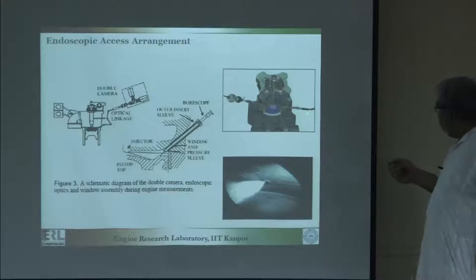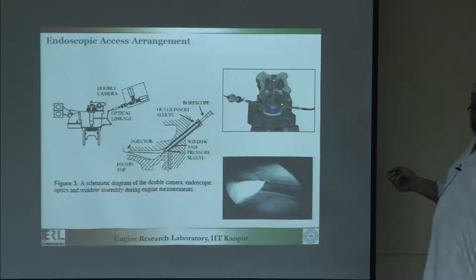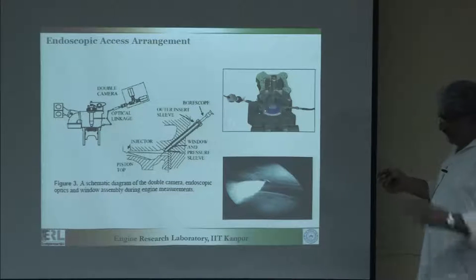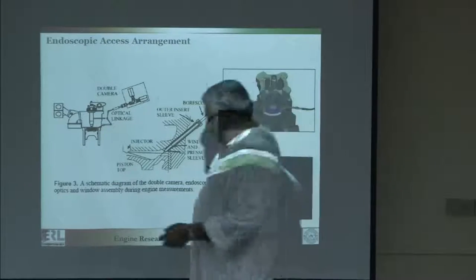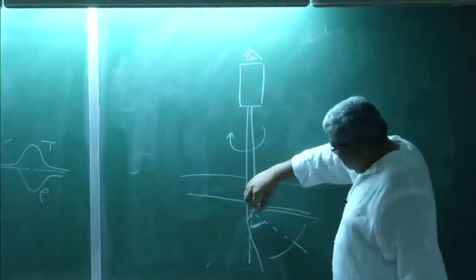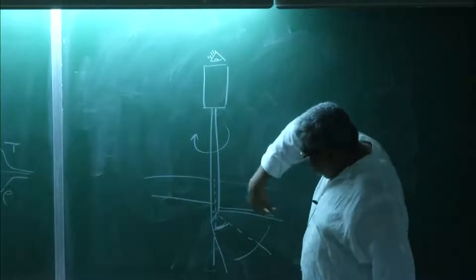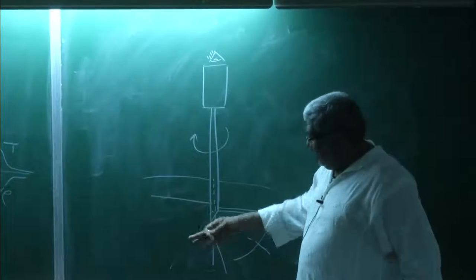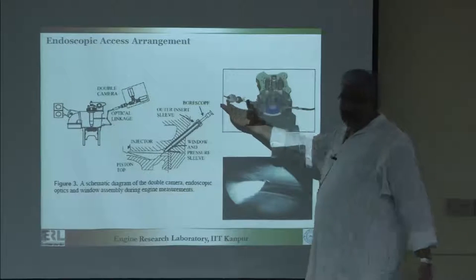So what is done is that you have some kind of an optical fiber, and there is a bulb somewhere, and through that bulb the light is coming in, and this light is illuminating the zone of interest. And then you put the endoscope from this side and adjust the angle I showed you. If you rotate this endoscope in this direction, this cone will also move, right. So you can get a 360 degree view in a conical manner for the entire combustion chamber. No, this camera is outside, 30 degree environment.